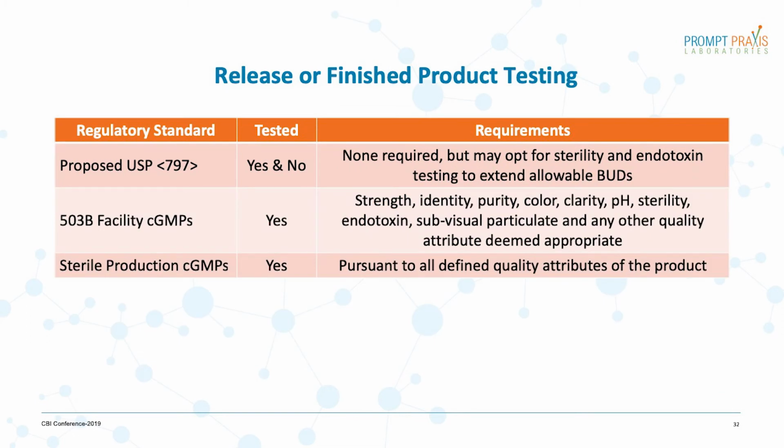Release or finished product testing. USP 797, again, yes and no. None required, but if you want to opt for sterility and endotoxin, you can extend your BUD from 4 days to 30 days at controlled room temperature. 503B facility, they've listed a number of parameters they'd like to see for testing that has been completed on those products. And then for sterile fill, you have an entire certificate of analysis, a set of specifications, and you need to test according to that.